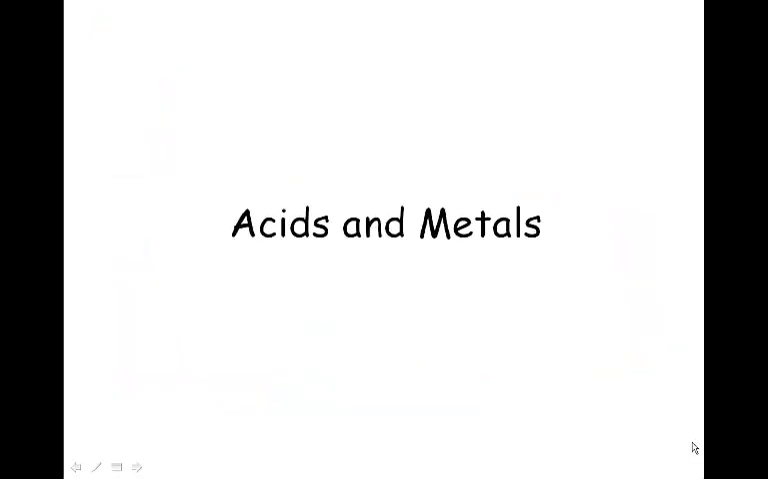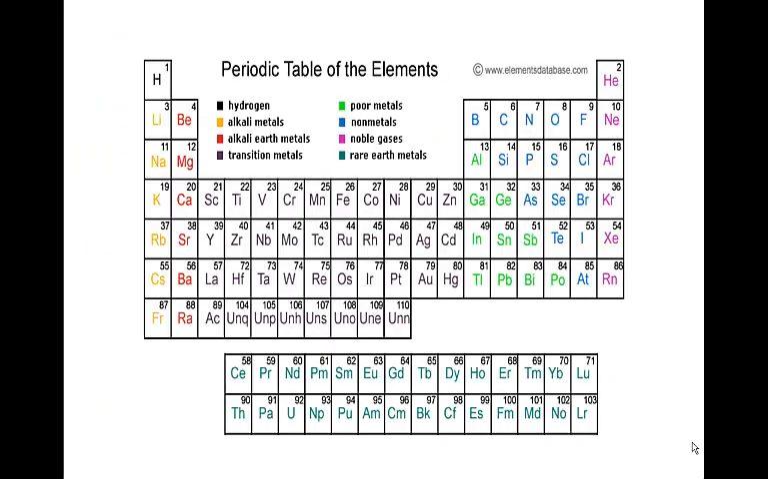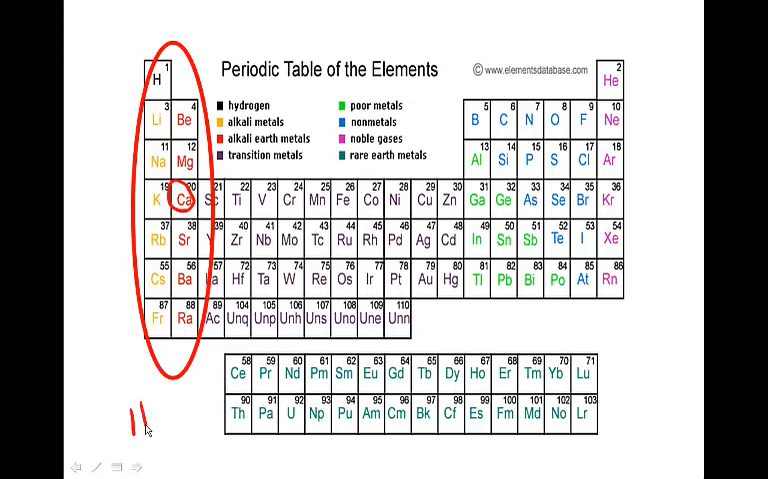Acids and metals. The most reactive metals appear on the extreme left of the periodic table. Alkali metals and alkaline earth metals react vigorously with water and also with acids. You may recall we did the lab where we put the calcium in water and we collected hydrogen gas. When an acid reacts with metal, the byproduct is hydrogen gas. And as you know, hydrogen gas is quite explosive, and so we were able to trap it and then ignite it, and we got a pop.